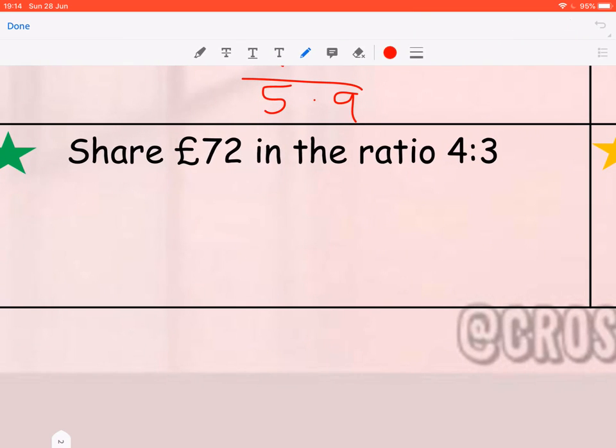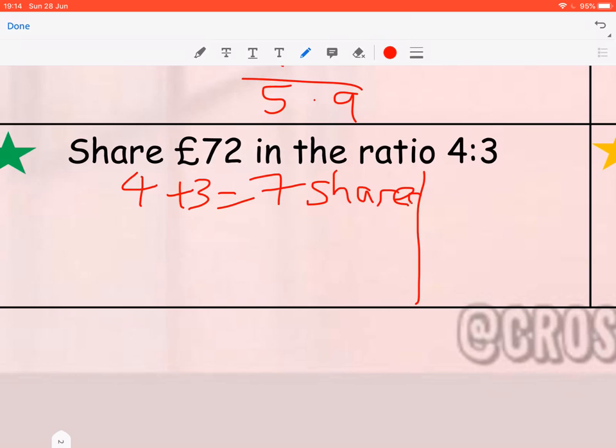Share £72 in the ratio 4 to 3. Okay, cool. Add my shares at first. 4 plus 3 is 7 shares altogether. If I've got 7 shares, I've got to divide my £72 by 7.